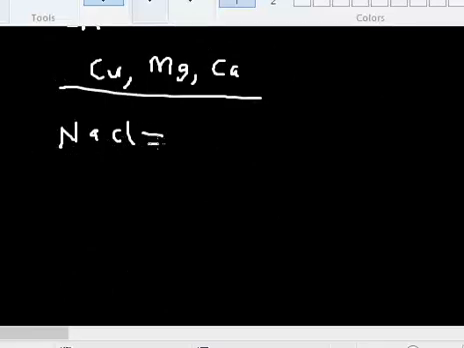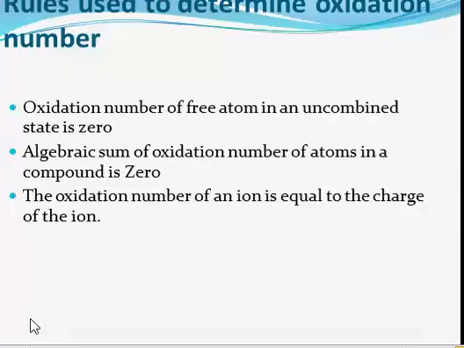So let's look at that. The oxidation number, the valency of sodium, is +1, and the one for chlorine is -1. +1 minus 1 is 0. So the algebraic sum of the oxidation numbers of the atoms in a compound should be equal to 0.